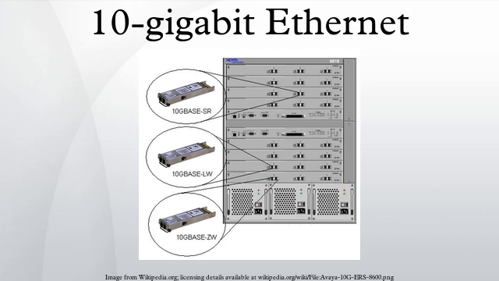10GBASE-KX4 operates over 4 backplane lanes and uses the same physical layer coding as 10GBASE-CX4. 10GBASE-KR operates over a single backplane lane and uses the same physical layer coding as 10GBASE-LR/SR.